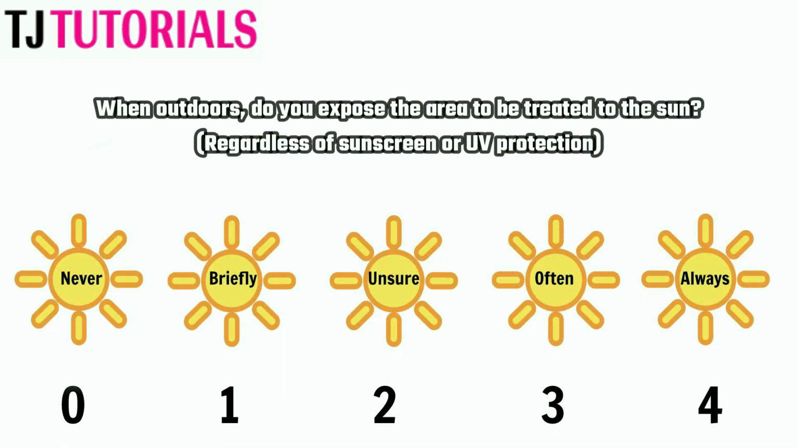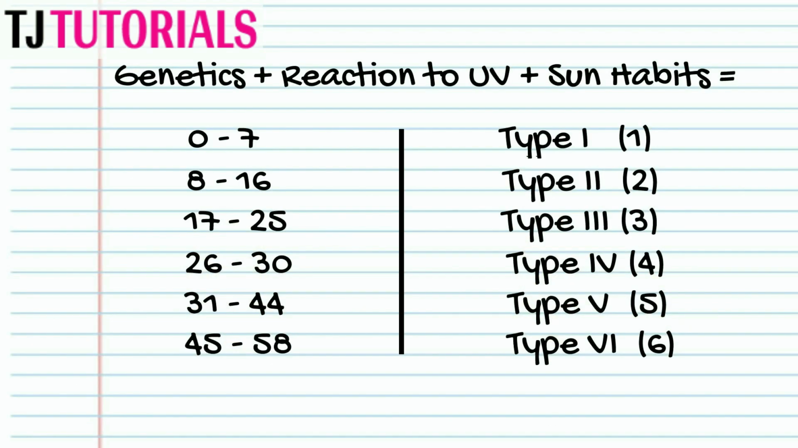When outdoors, how often do you expose the area to be treated to the sun? Never, briefly, unsure, often, or always? Okay, now add together all of the scores from throughout this video for a close estimation of where you fall on the Fitzpatrick scale.